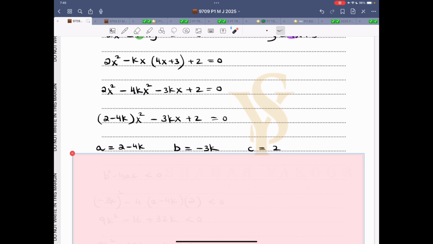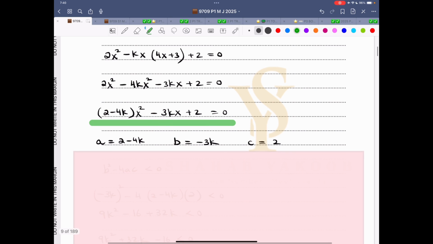And now once you reach this particular point, that's right over here, we compare coefficients with what? We compare it with ax squared plus bx plus c equals 0. Again quadratic, but this time this is about the discriminant. So now what is a? Over here a is 2 minus 4k. What is b? That is negative 3k. What is c? So now c is 2.